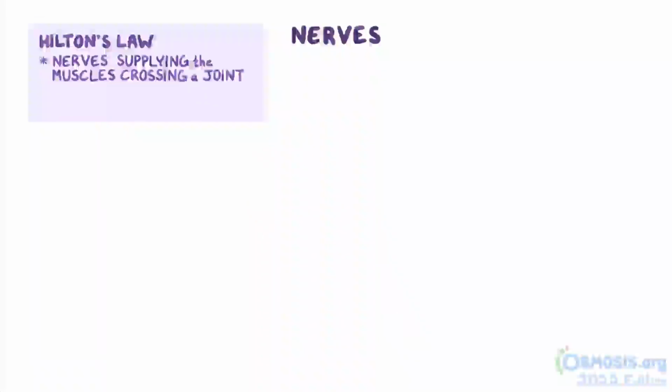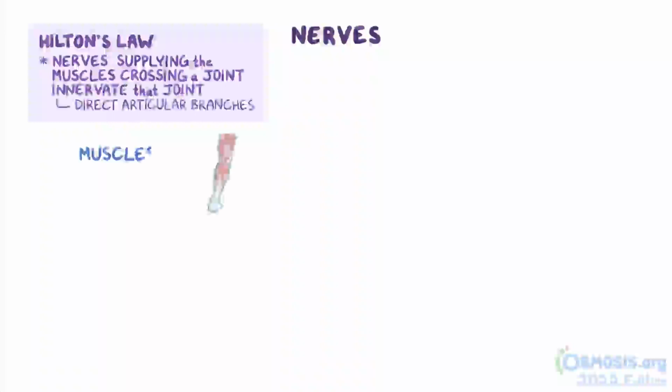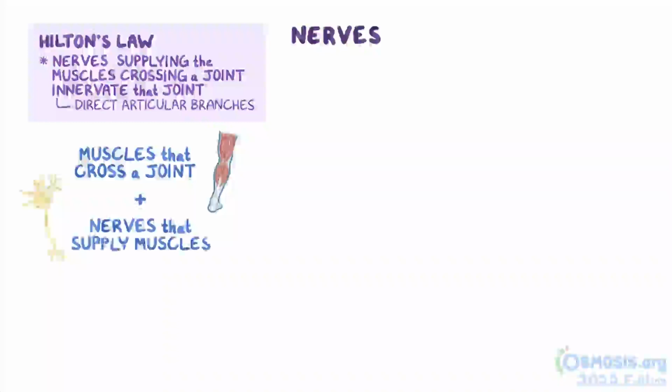When it comes to nerve supply, the hip abides by Hilton's law, which states that the nerves supplying the muscles crossing a joint also innervate that said joint, usually through direct articular branches. So if you know the muscles that cross a specific joint and the nerves that supply those muscles, you can deduce the nerve supply of the joint.